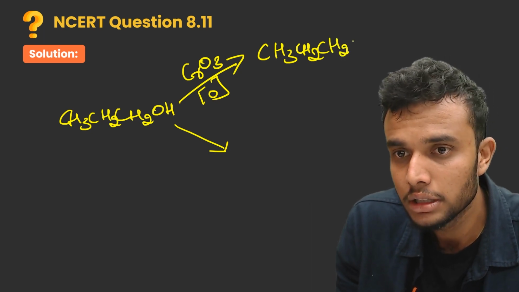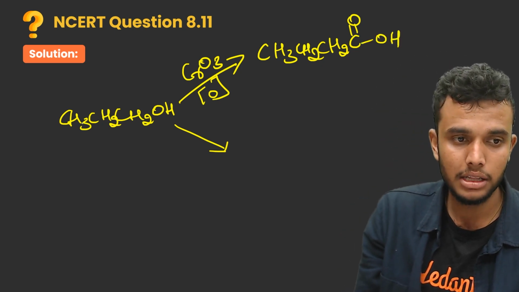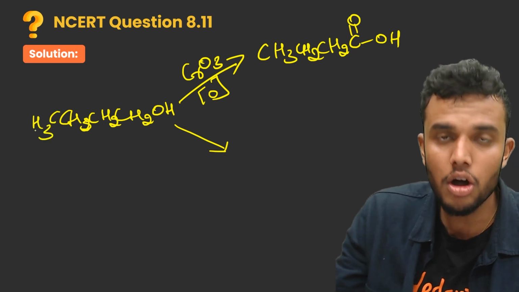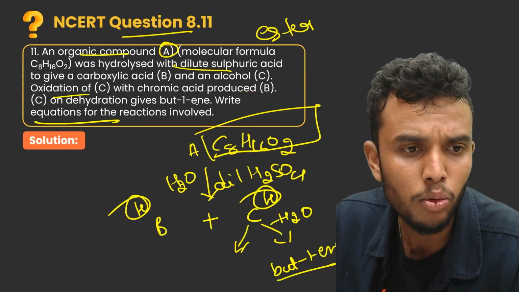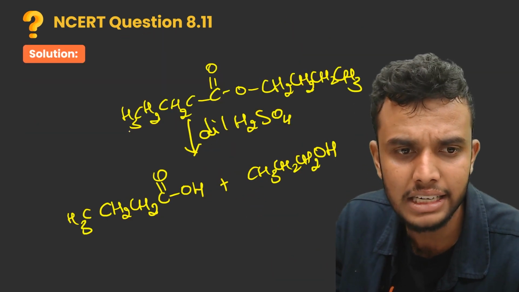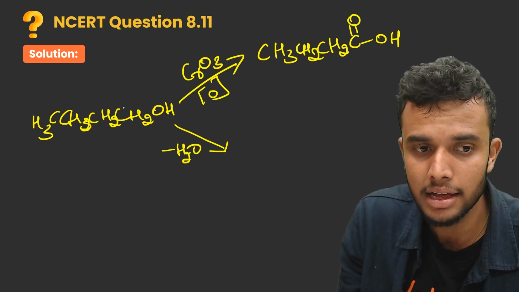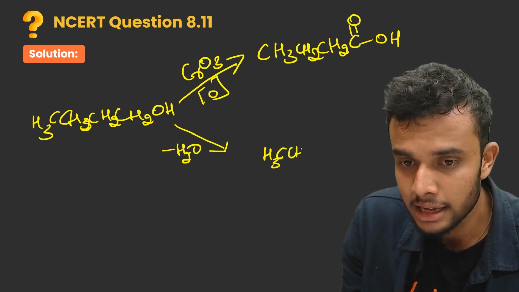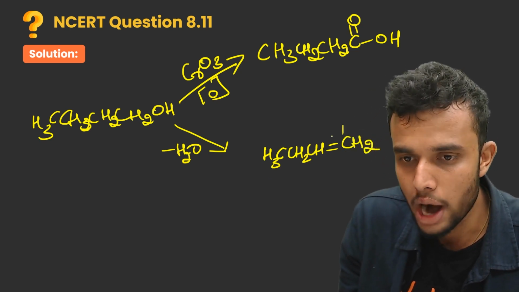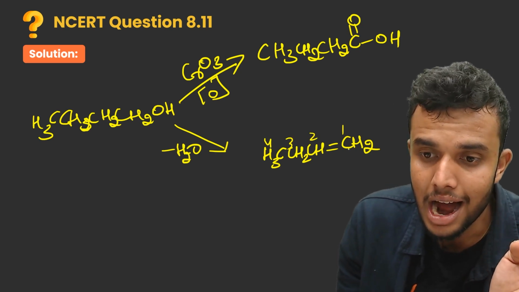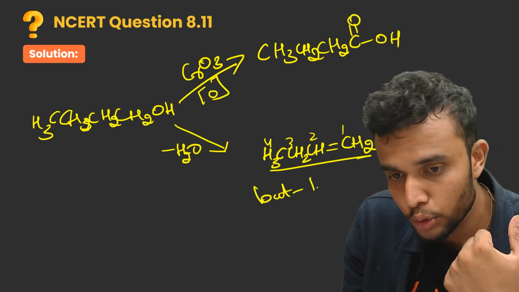CH3CH2C double bond O. Okay, students? Understood? Here another one carbon atom I missed here. Next, move on to the next reaction. Next reaction is what? Dehydration. Dehydration reaction. Dehydration is nothing but removal of a water molecule. What happened here? But-1-ene is formed. CH3CH2CH double bond CH2. 1, 2, 3, 4. There are 4 carbon atoms, and at first position double bond is there. That's why the final compound name becomes but-1-ene.